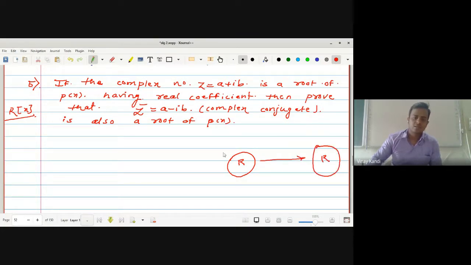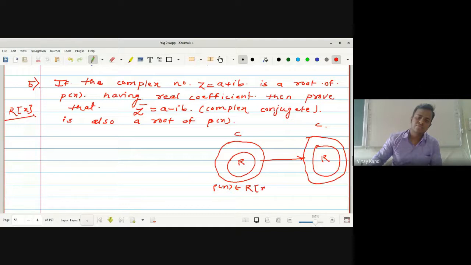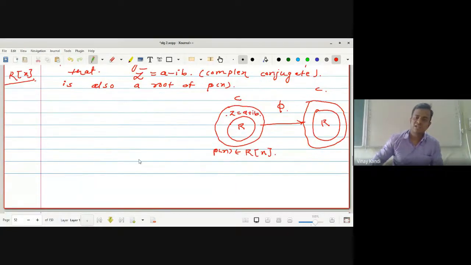हा तुमचा आर. आरचं एक्सटेन्शन कोण आहे, सेट ऑफ complex number. This one is set of complex number. P of x belongs to R of x. Phi is the automorphism on set of complex number to set of complex number. Okay, if suppose z is equal to a plus ib is the root of p of x, then phi of z is also root of p of x. मग मला phi of z कसा डिफाइन करावा लागेल, phi of z is equal to z bar.